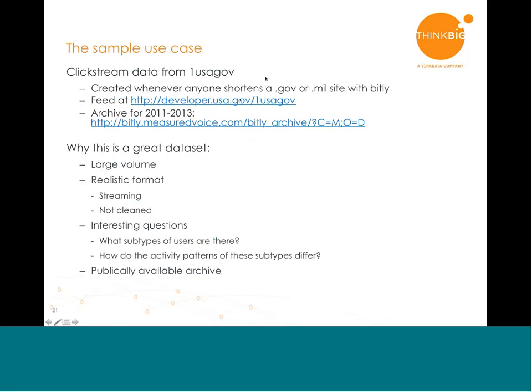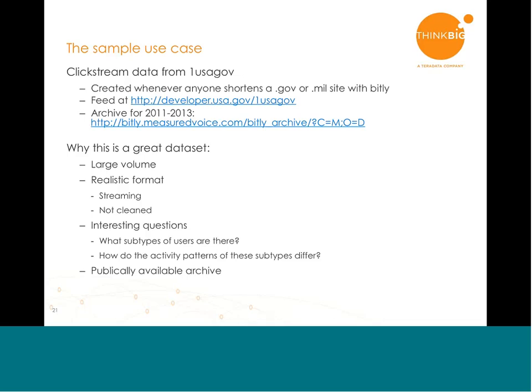And in addition, there's an archive for 2 years' worth of data at this link. I think this is a great data set to experiment with. It's got a relatively large volume in the archive. It's realistic in the sense that you can experiment with what it's like to work with streaming data, and also the typical errors that you'll get in a data stream. And you can answer some really interesting questions like what subtypes of users are looking at these government sites, and how do the activity patterns of these subtypes differ. It's also publicly available, so it's not confidential data, and that means people can experiment with it, try things out, and put to use the example that I'm showing you here.